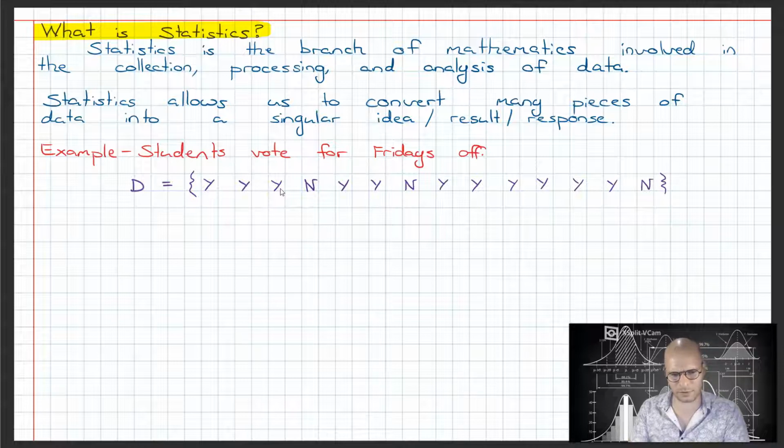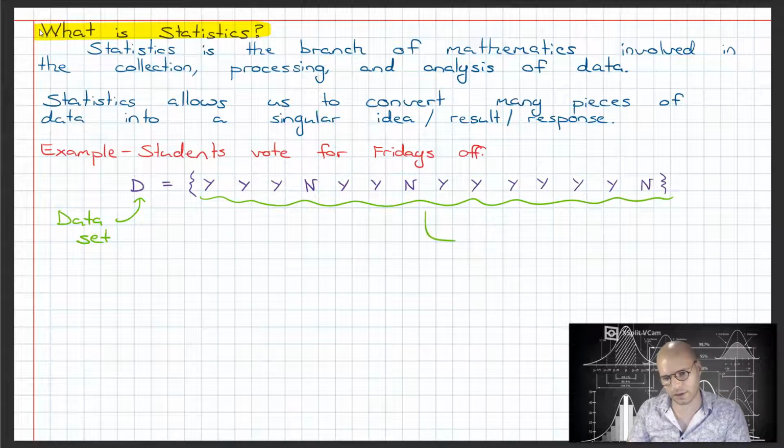Now, there are 2 pieces of information that concern us here. On the left, we have this D, and we call that a data set. We'll get back to that in a sec, but on the right over here, we have what we call our data. The data itself is the responses that we got back from students. So each little point here represents a singular vote by a singular student. The collection of these responses forms what we call the data set, the entire collection of the data points that we got.